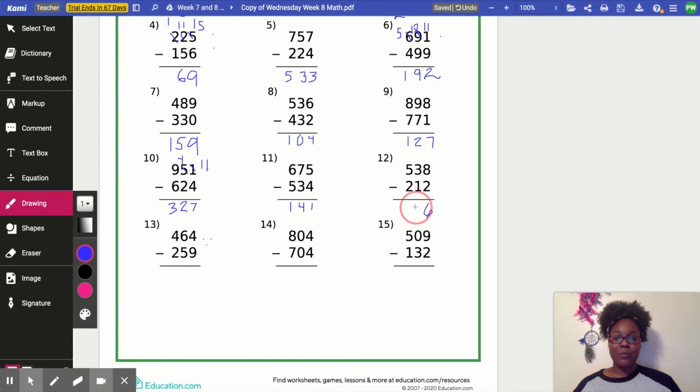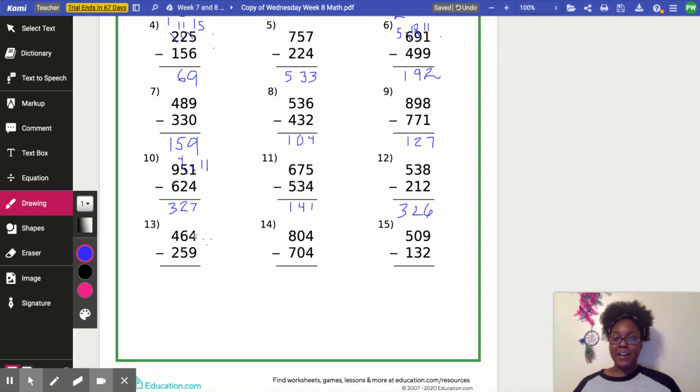Number 12, 8 take away 2 is 6. 3 take away 1 is 2. Whoa. And 5 take away 2 is 3. The difference is 326. So I didn't have to ungroup on these. It was pretty easy. When there's more on top, there's no need to stop. Remember that.